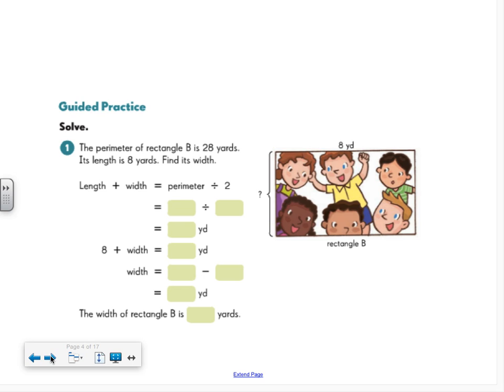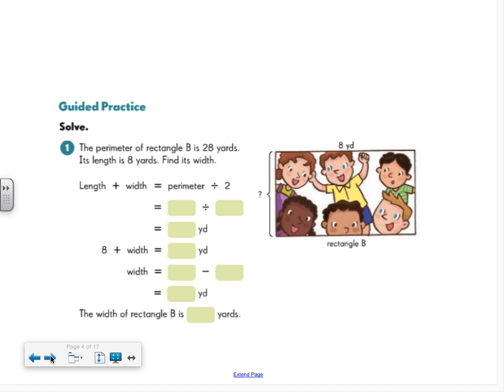So this problem says the perimeter of a rectangle B is 28 yards. Its length is 8. Find its width. There are some guiding steps here to help you, but maybe just stop and think about it for a few minutes and see if you can figure it out, and then press play when you're ready to check.